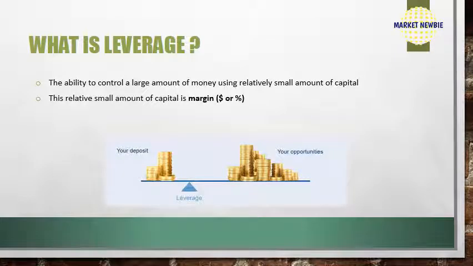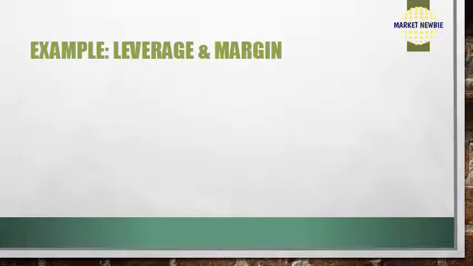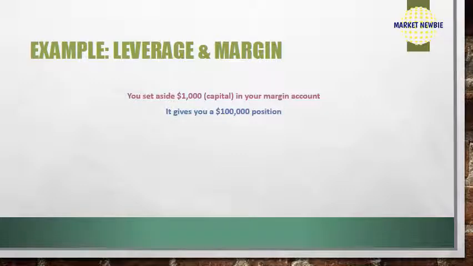Now, let's take a look at an example. A broker only needs you to set aside $1,000 from your current account to open a 100,000 position. This means that the leverage you were given is 100 to 1. The margin in this case is $1,000. We can also say that a margin that's required here is 1%. And here is a simple mathematical formula explaining how we arrive at this 1%.